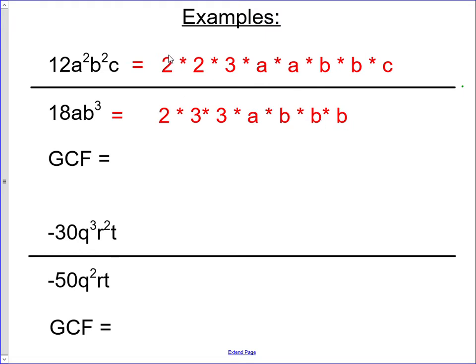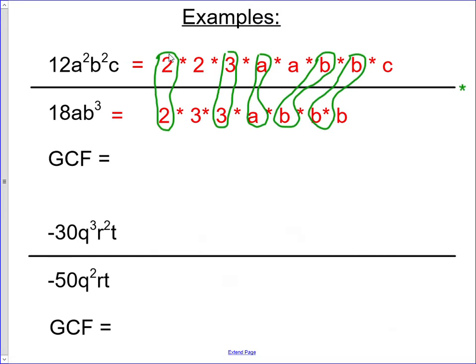Our next step was to circle or group our common factors. Well, here they share a 2. They also share a 3. They share one a, and they share a b here, but they also share another b. So I'm going to list the factors that they have in common. They have a 2 in common, they have a 3, an a, and 2 b's. Our last step was simply to multiply those back together. So if we multiply that back together, our product is 6ab squared. So the greatest common factor between these two terms is 6ab squared.